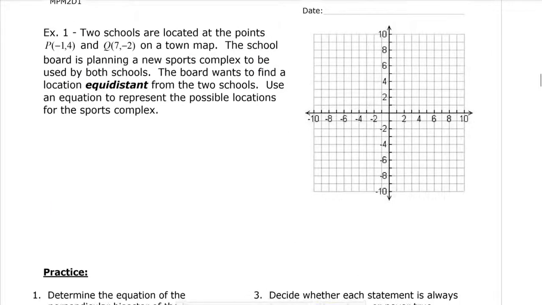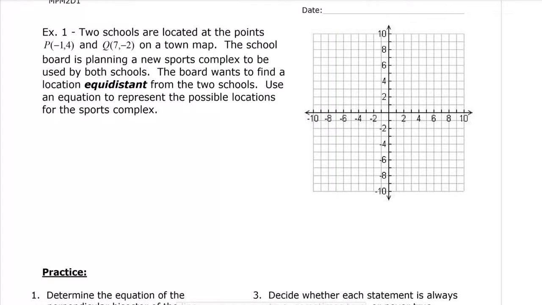So two schools are located at the points P and Q. So let's plot P and Q. So P is at negative 1 and 4. There you go. And Q is at 7 and negative 2. So 7 and negative 2 down here. Okay, I'll label them P and Q. So here's P and here's Q.